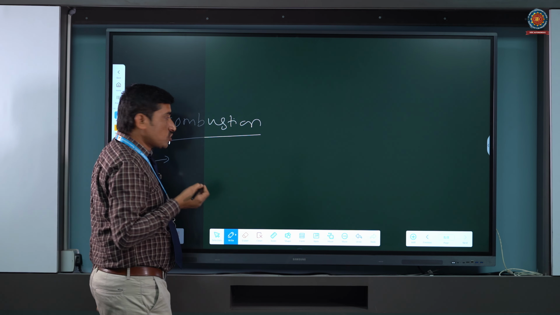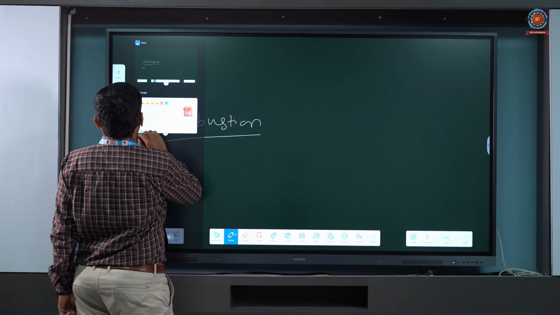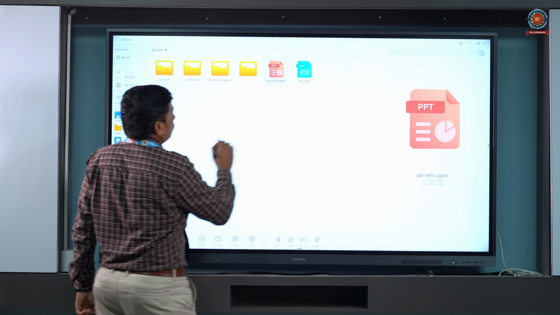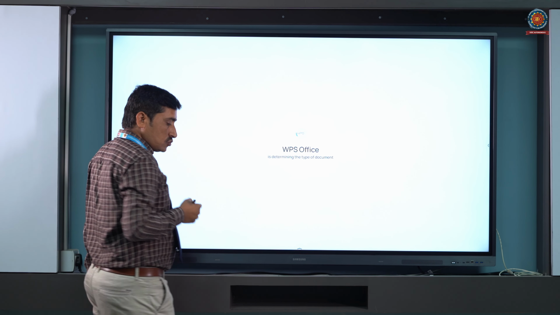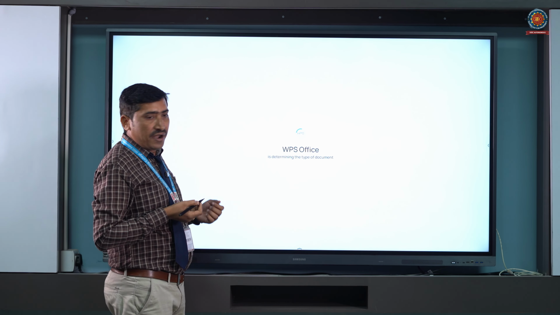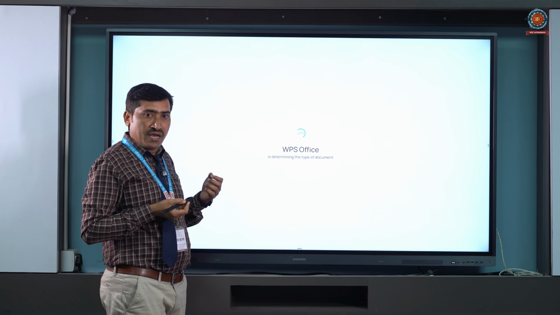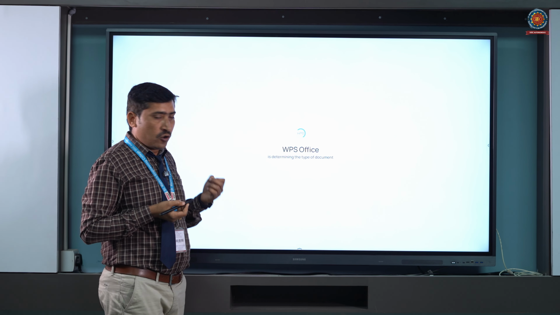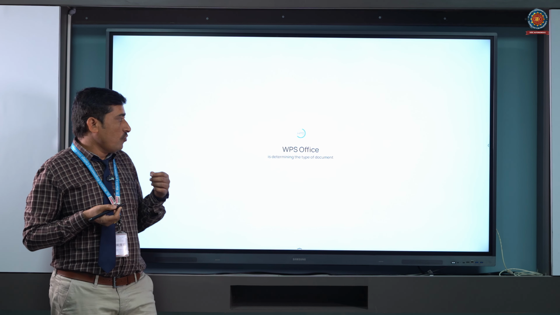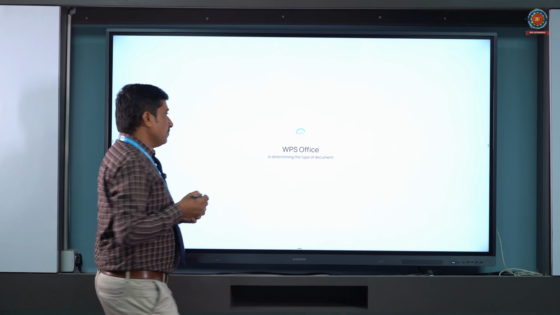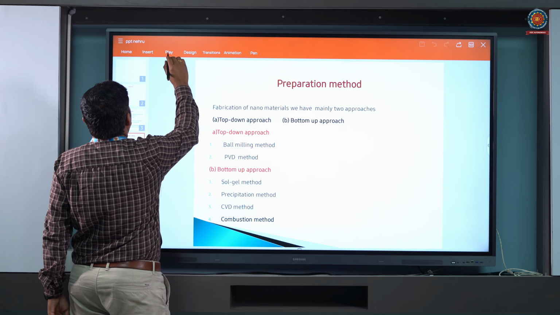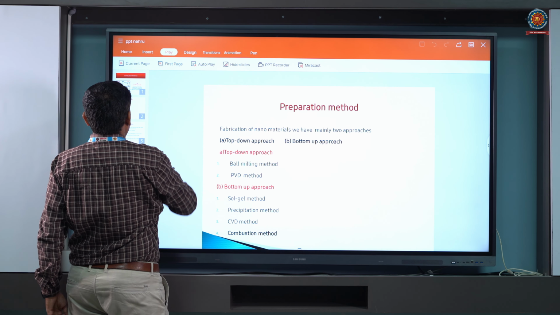What is the aim of the combustion method? Why do you choose this method? This method belongs to nanotechnology materials. So what is nanotechnology? Nano, nanotechnology, nanoscience, nano powders, and everything we have already discussed. So now we are going to plan accordingly. So this is our introduction.